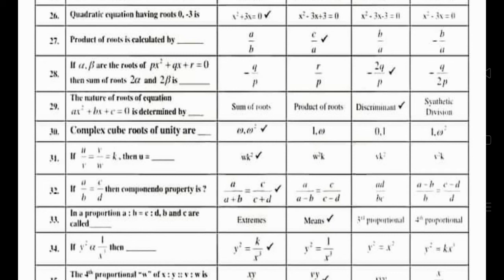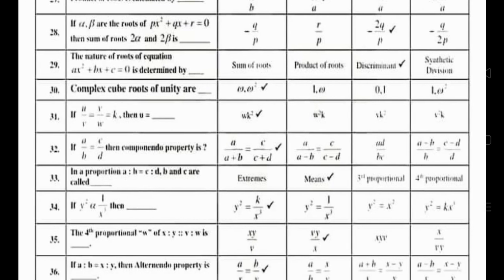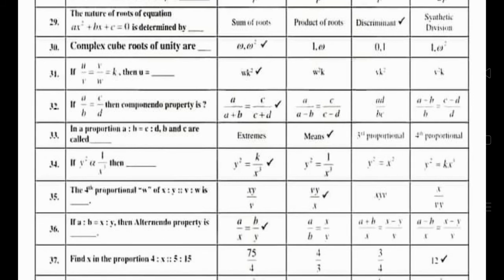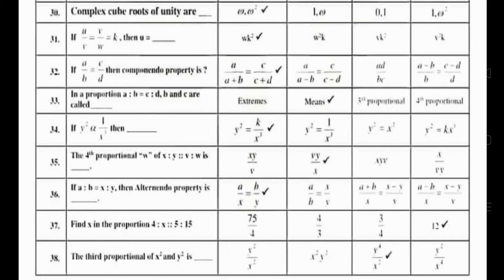In a proportion a ratio b is equal to c ratio d, b and c are called means. If y square is inversely proportional to 1 over x cube, then y square is equal to k over x cube. The fourth proportional to x ratio y proportion v ratio w is vy over x.